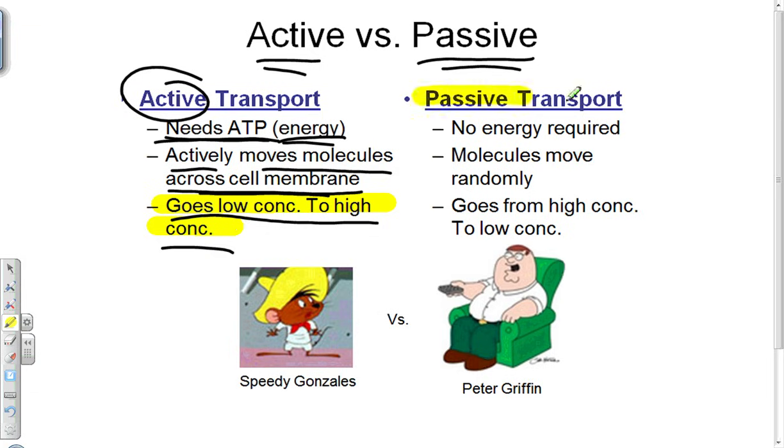Then you see the word passive. If you look right there, there's a great example of being passive, sitting in a chair. Passive means no energy is required, so you're not going to have ATP used. Molecules are moving randomly, and it goes normally, like in nature, from the high concentration to the low concentration. So you definitely have to know the difference between active and passive transport.